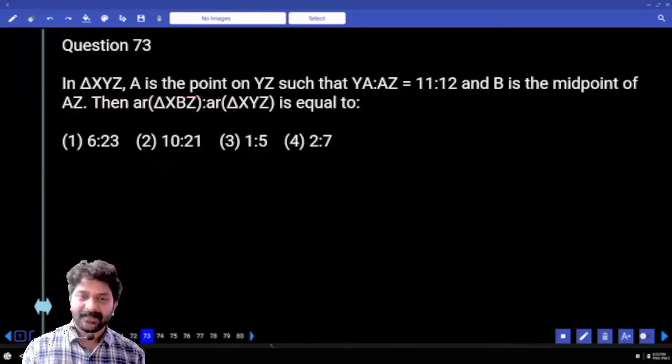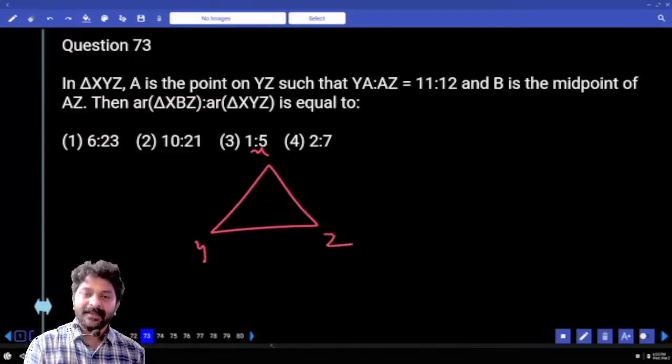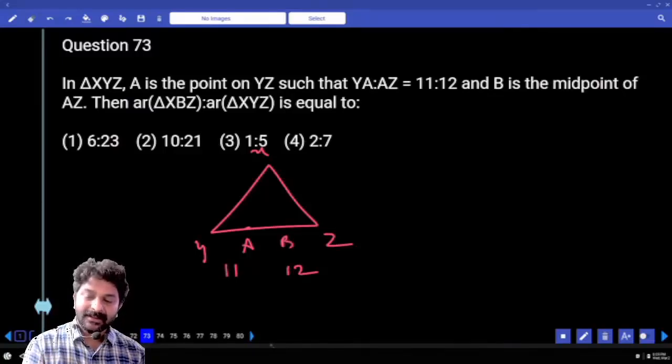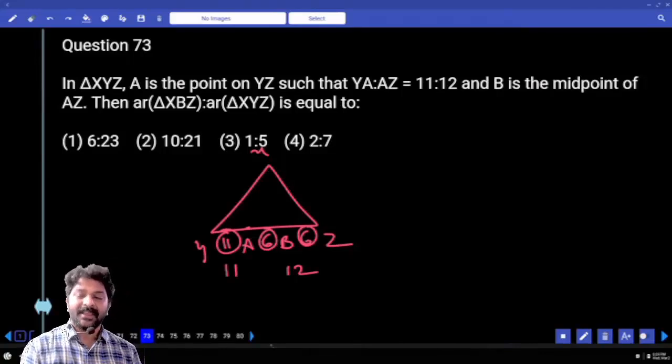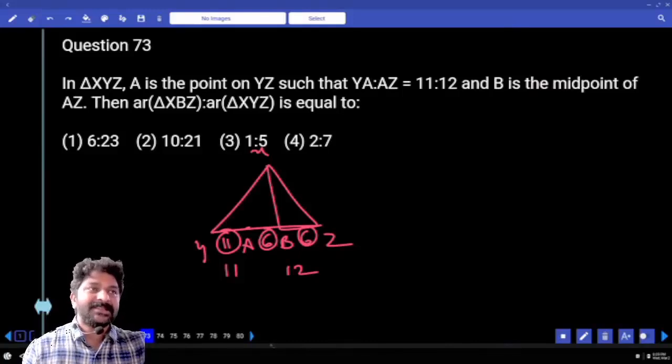Yesterday we discussed, in triangle XYZ, A is a point such that YA is to AZ is equal to 11 is to 12. B is the midpoint of AZ. That means AB is 6, BZ is 6. YA is 11. And we were asked to calculate the area of the triangles XBZ and XYZ. Because height is constant, area ratio is equal to base ratio only.